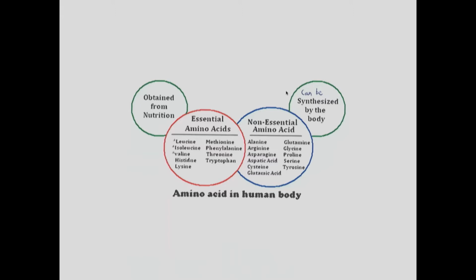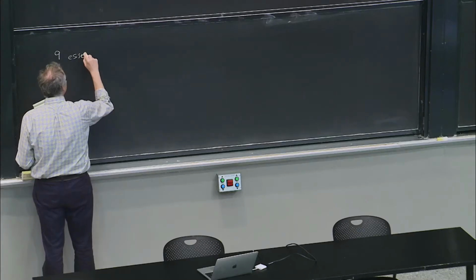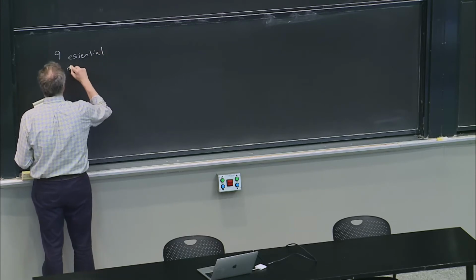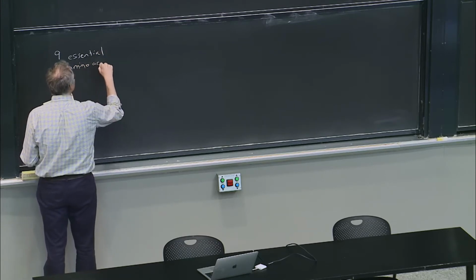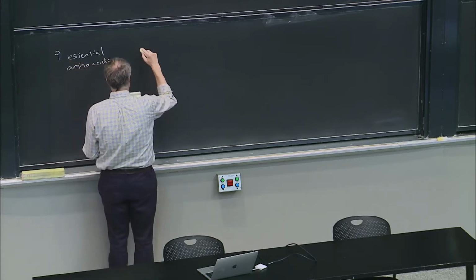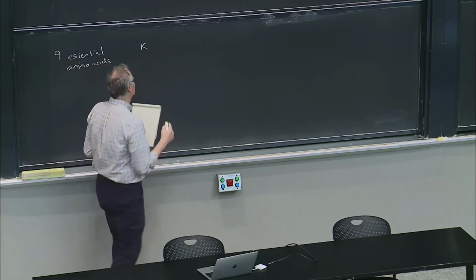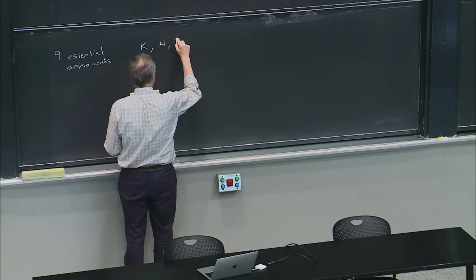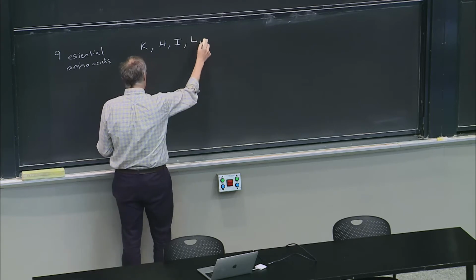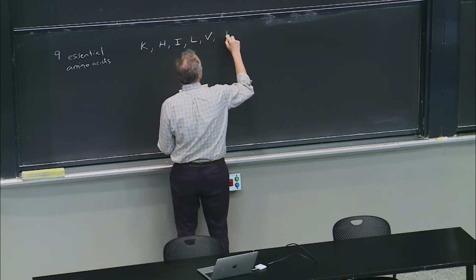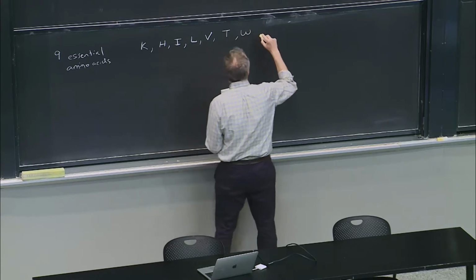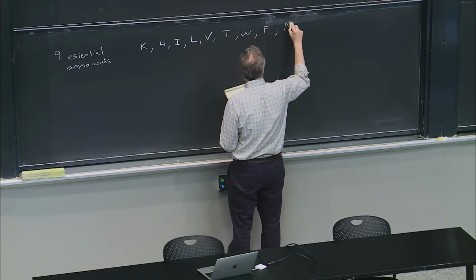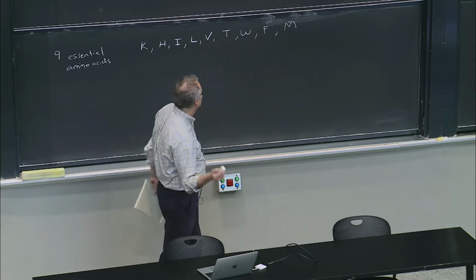It turns out that 2 of the non-essential amino acids require essential amino acids to make, so they're sort of conditionally essential. From the trivia standpoint, I guess the answer is that there's 9 essential amino acids. And they are, I'll use the one-letter abbreviation, so there's lysine, histidine, isoleucine, leucine, valine, threonine, tryptophan, phenylalanine, and methionine. Now there's 2 other ones.